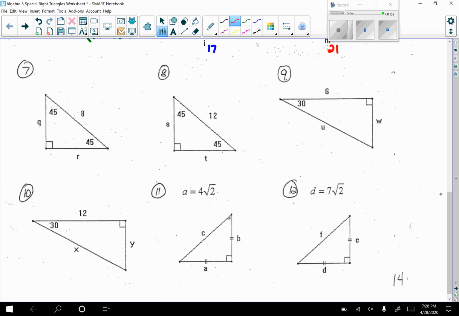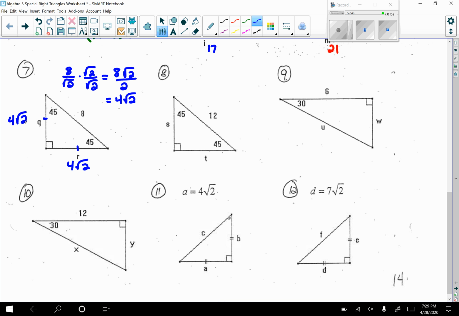All right, now number 7, this is a 45, 45, 90 triangle. So both legs, even though they're missing, they're going to be the same. So I take the hypotenuse and I'm going to divide it by radical 2, because to go from the leg to the hypotenuse, we multiply by radical 2, so we have to go backwards. And then I want to simplify this, so I'm going to multiply top and bottom by radical 2. So I get 8 radical 2 over 2, which is 4 radical 2. So each leg, R and Q, are 4 radical 2.